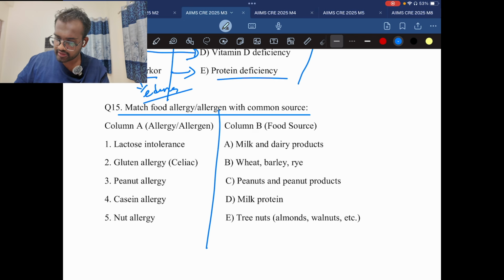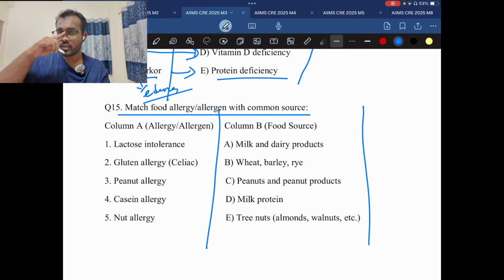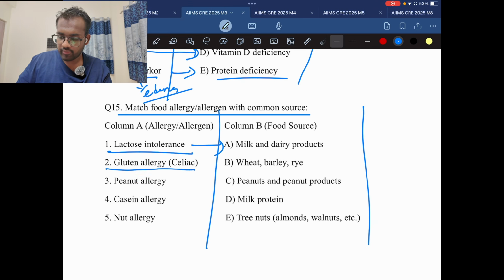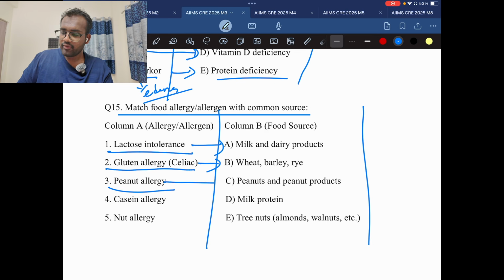Then question number 15, match food allergy or allergens with the common sources. They have given the allergens and the common food sources which may cause the allergy. For lactose intolerance, we avoid lactose sugar, so we avoid milk and dairy products. And for gluten allergy, celiac disease, I have spoken about it before. We avoid wheat, barley and rye, which contain gluten protein. And for peanut allergy, we avoid peanuts and peanut products, like peanut butter. Every peanut product will be avoided.